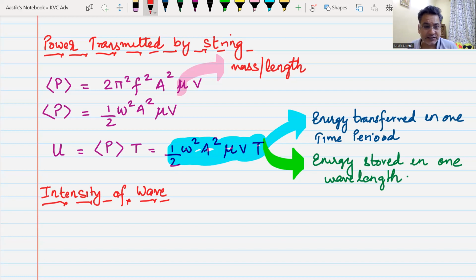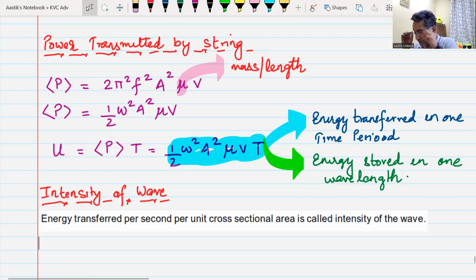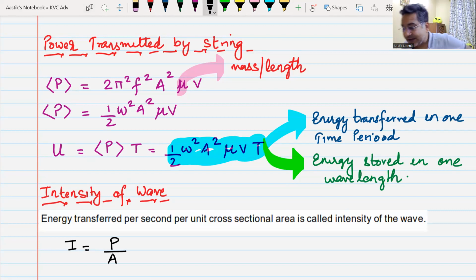Intensity of anything is energy per unit time per unit area. Therefore I can also write intensity as power, which is energy per unit time, divided by area. Do we understand this, or has this gone above your head? Understood.